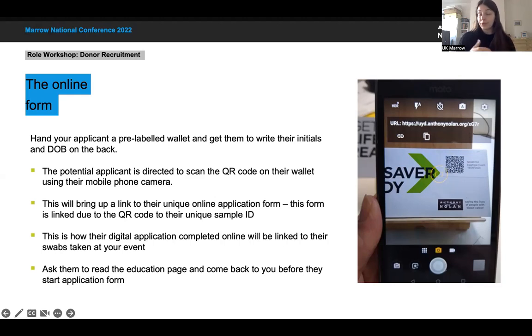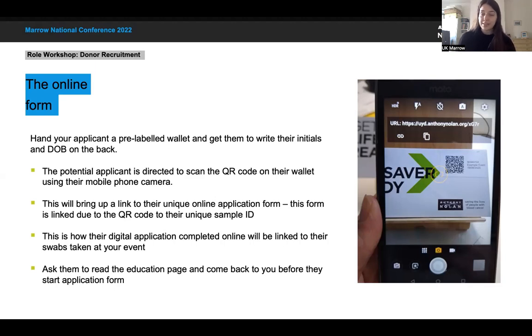So if you can, make sure that they write their date of birth and initials on the back. So you just have a security step at the end of their application form to say, just before you do your swabs, is this definitely your wallet? Is this your date of birth and your initials? And if they say yes, then you're sure that their swabs can go into that wallet.